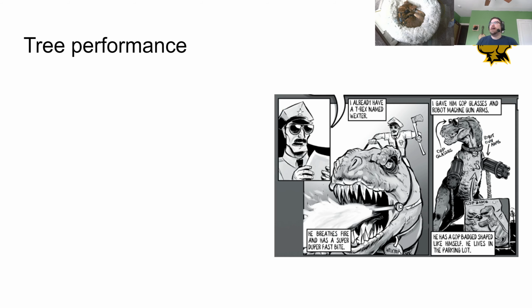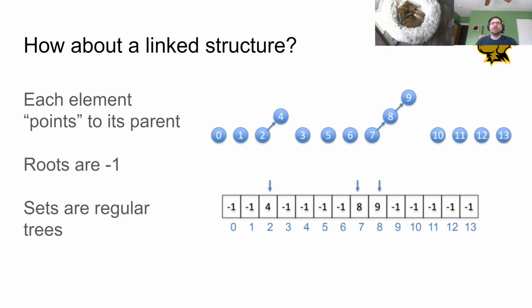Find. How fast is find? Well, what's our worst case? Our worst case is everybody's on the same team, right? And our worst case is that everybody's on the same team and I am at the very bottom of the tree. And so the worst case here would be, for instance, if 13 had -1, 12 had 13, 11 had 12, right?